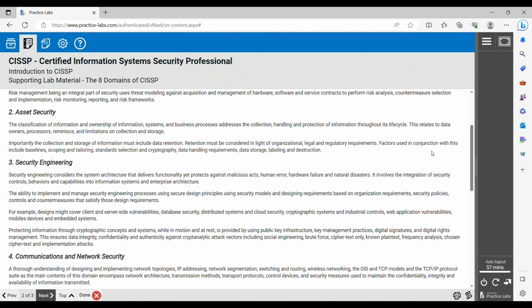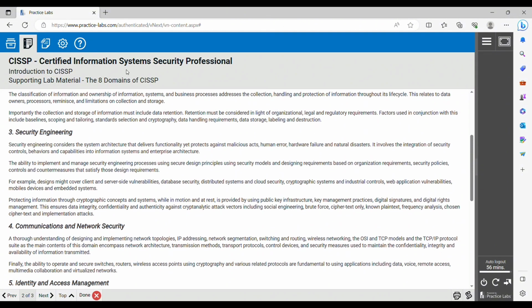Factors used in conjunction with this include baselines, scoping and tailoring, standard selection and cryptography, data handling requirements, data storage, labeling, and destruction. Number 3, security engineering. Security engineering considers the system architecture that delivers functionality yet protects against malicious acts, human error, hardware failure, and natural disasters.